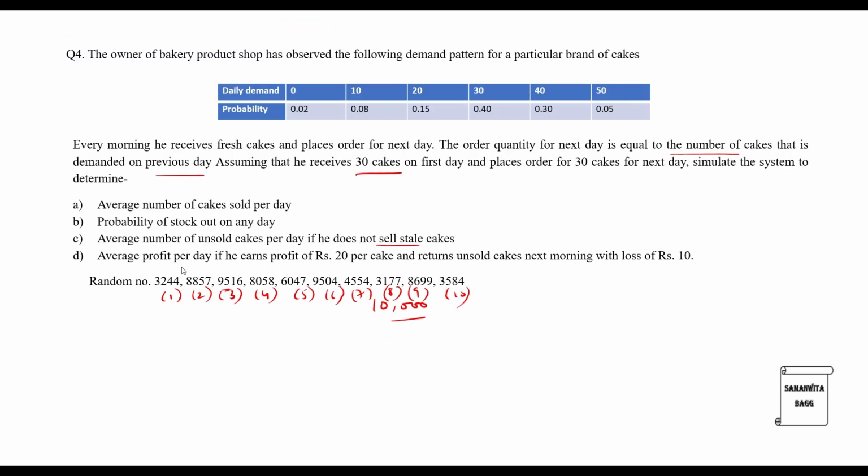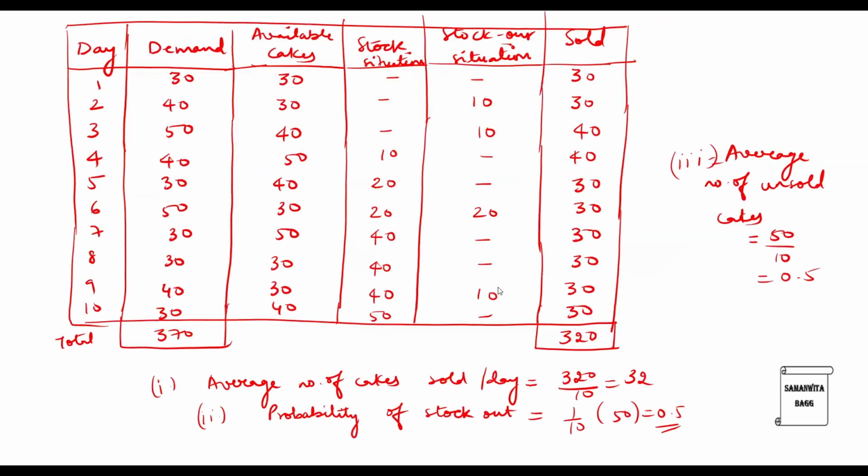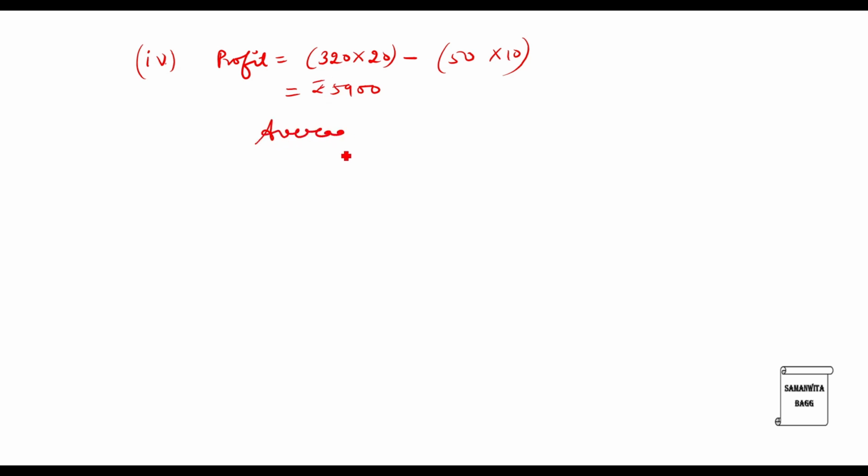Then we'll talk about average profit per day if he earns a profit of rupees 20 per cake and returns unsold cakes next morning with a loss of rupees 10. So he has sold a total of 320 cakes. So the fourth one, for calculating profit, you will have to calculate 320 cakes sold at rupees 20. But you will have to subtract the number of unsold cakes into 10. So this will give you a value of 5900 rupees.